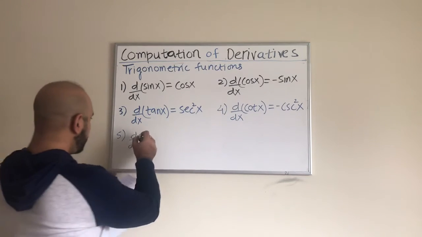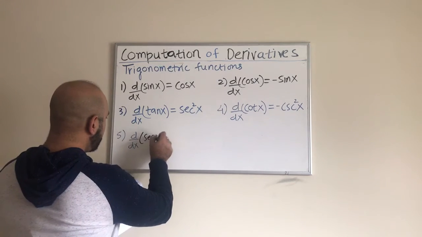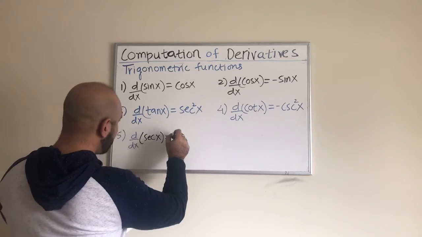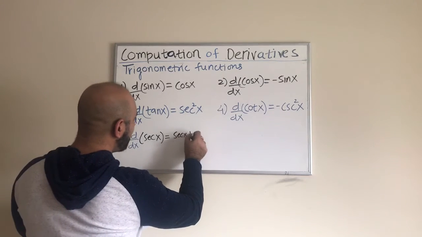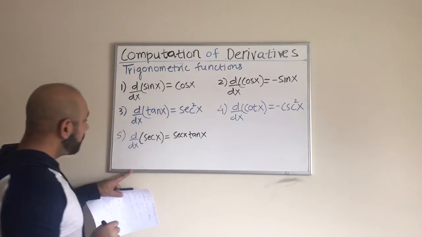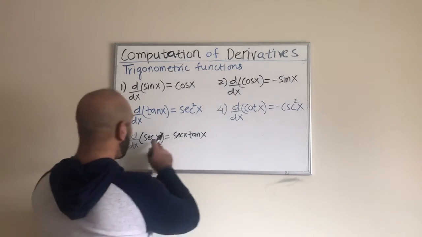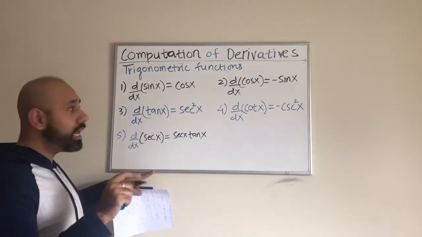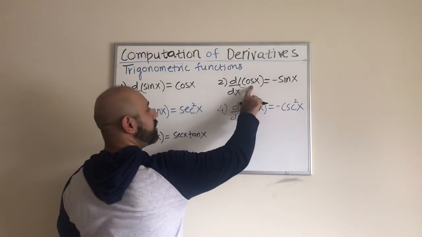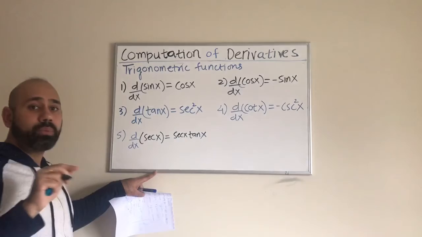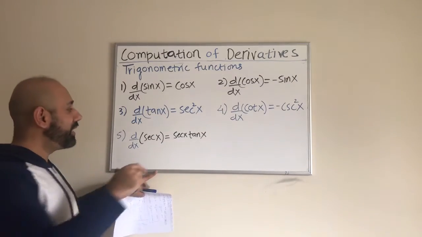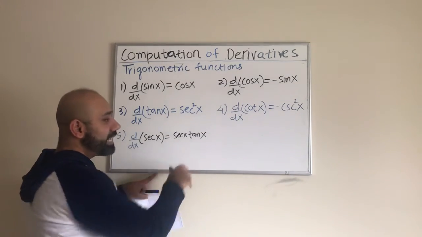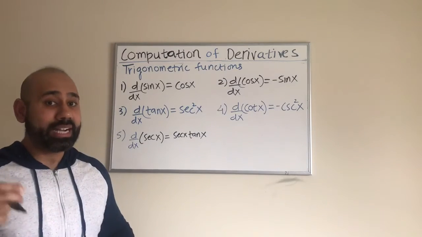So what do I have for the derivative of the secant? The derivative of the secant x is secant x tan x. That is the derivative of the secant x. And again, we can derive this from the fact that the secant x is 1 over cosine. We already know the derivative of the cosine. For 1 over cosine, we can use the quotient rule, and from that we can get the derivative to be secant x tan x. Of course, we still have to use some trig identities.